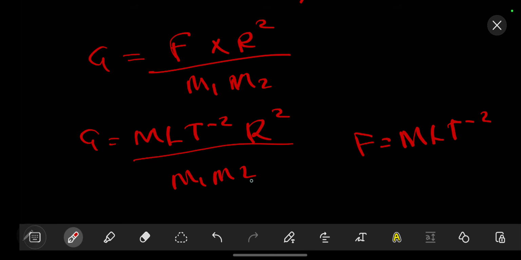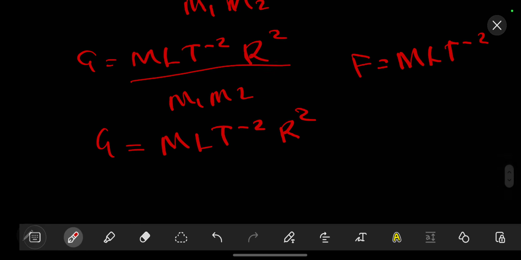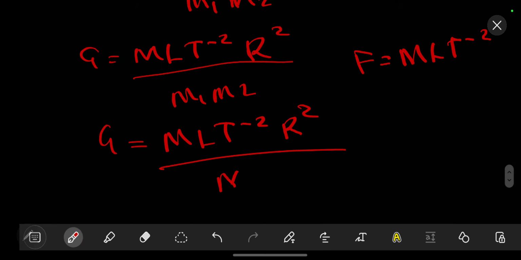So regardless of the mass, it is still a mass. Whether it's mass number 1, mass number 2, it's still mass. So our g becomes equal to, we have our mass LT raised to the power negative 2 r squared. So we can just have one mass. So this could be mass times mass, since we have m and m there.